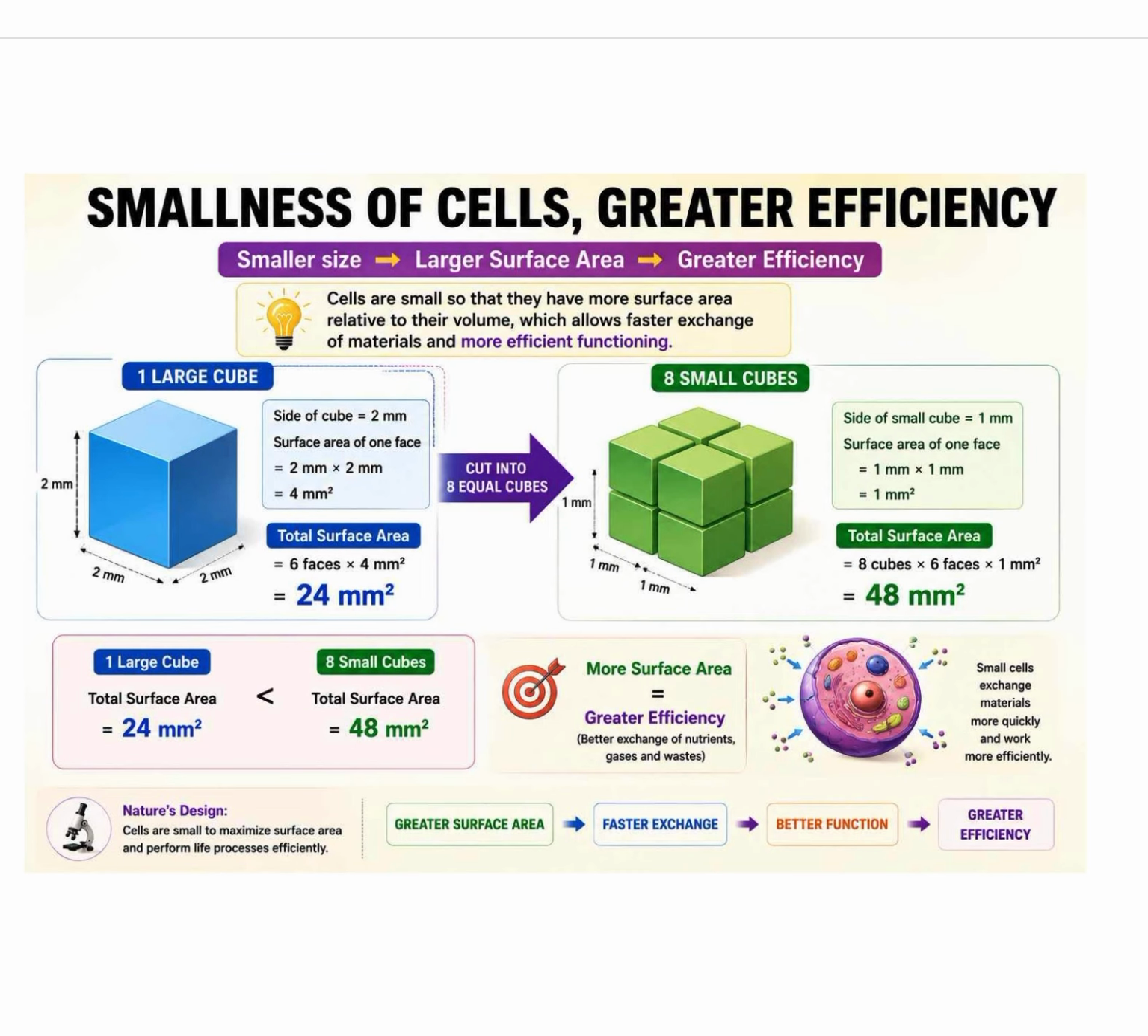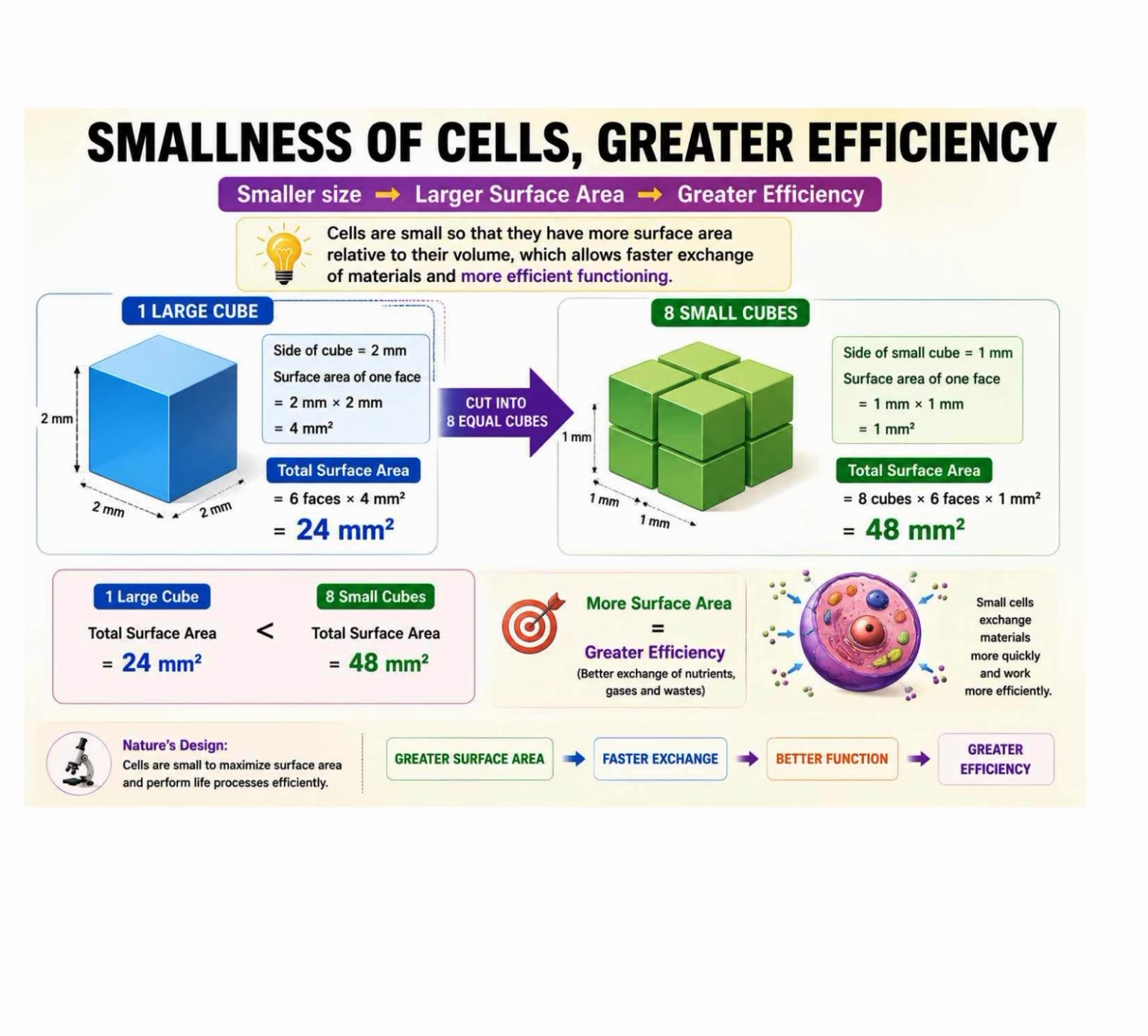Smallness of cell is a greater efficiency. So in the previous slide, we have seen the different types, right? Smallest, largest, longest, and some other. Now, here it is mentioned smallness of the cell is actually related to greater efficiency. We try to understand this mathematically. First you have to look here. You can see a cube which has 2 millimeter sides. Now look at this calculation carefully.